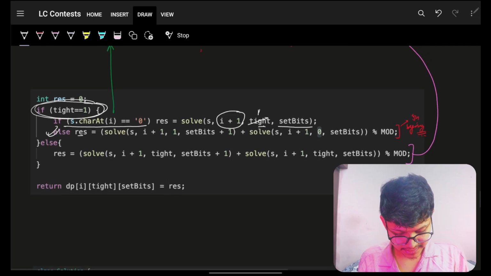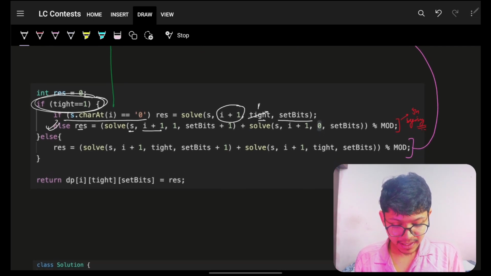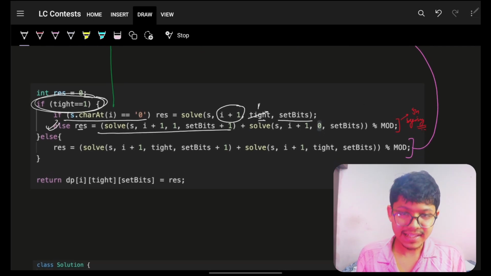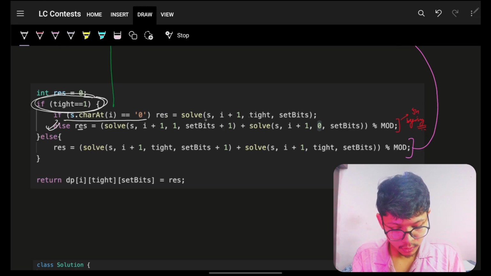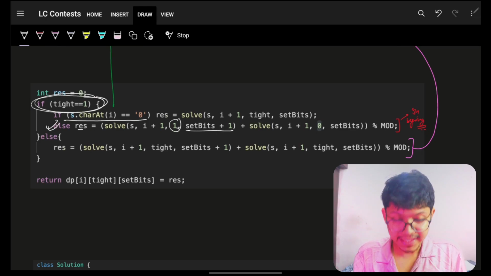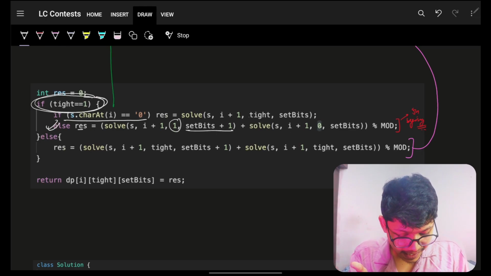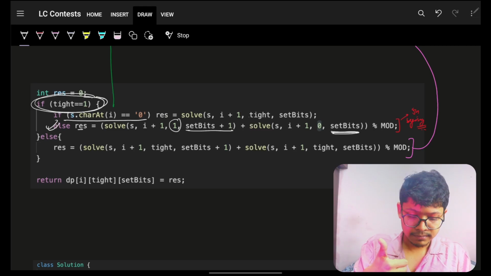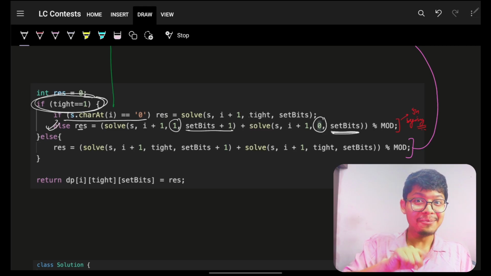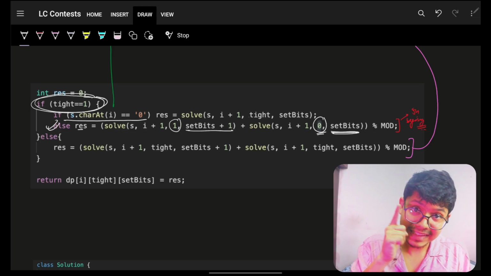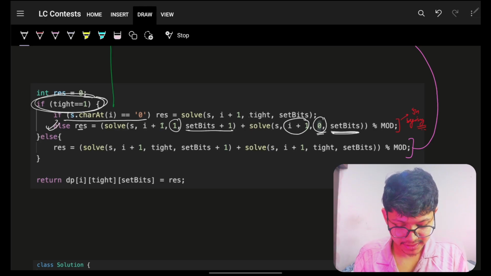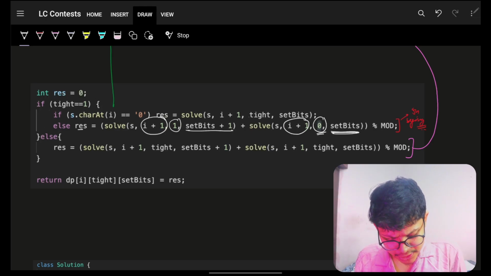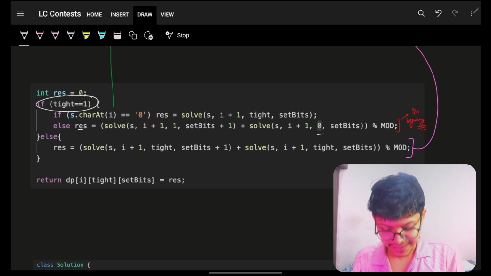Cool. So let's see that it will be S. Again, this indicates that I am placing a 1. As you can see, the set bit count increased by 1, and tight will remain tight. And here you will see, if I placed a 0, the set bit count will remain as is, and tight will become non-tight. I purposely have to place 0 here, and I will move on to the next index. Okay, so this was the case when things were tight.